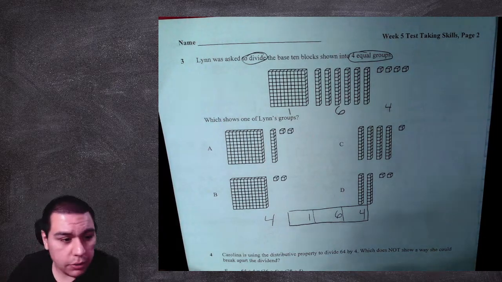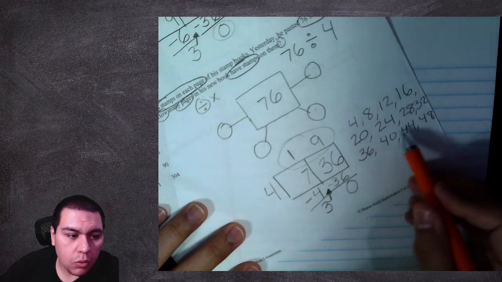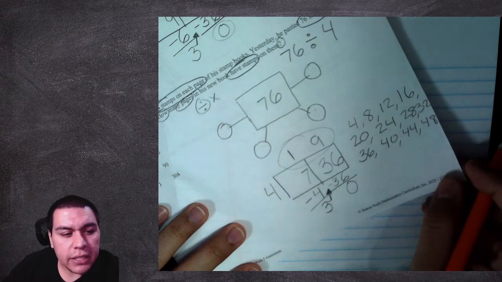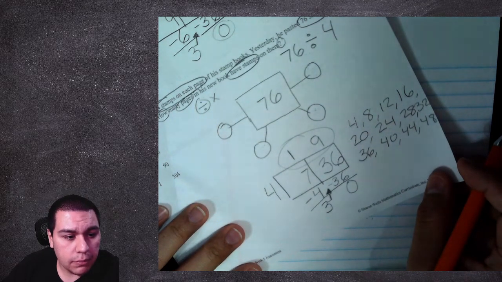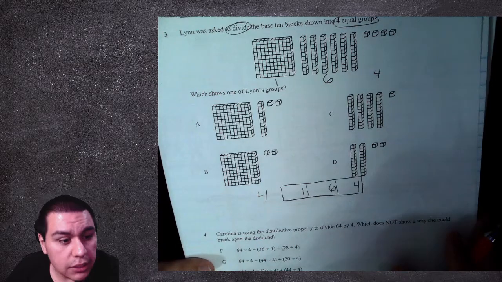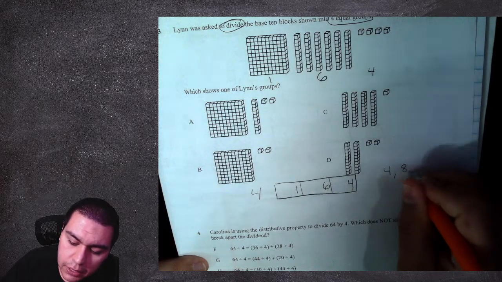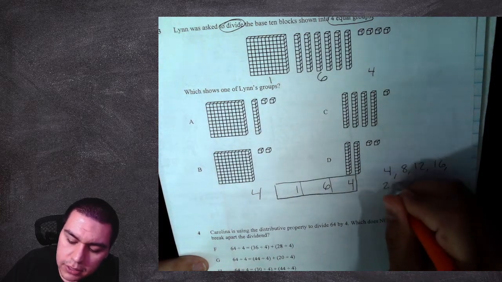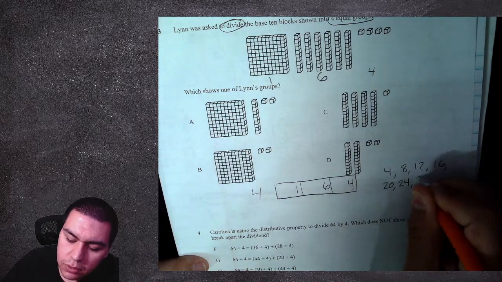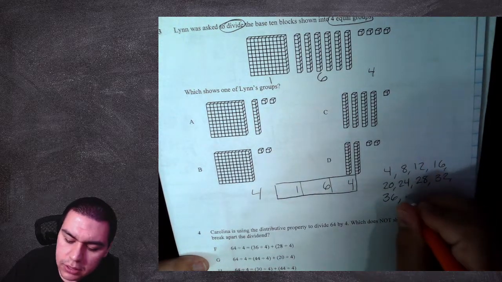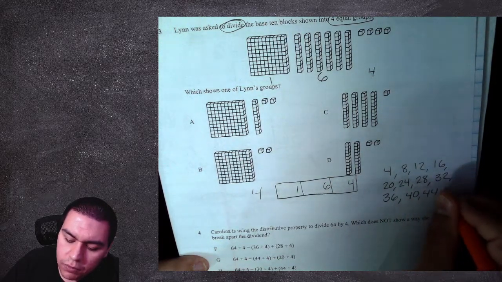Now remember, I told you this earlier. If you write down a multiplication song one time on your test or on your piece of paper, the good thing about it is you don't have to keep writing it down over and over again. But if you want to, that's absolutely fine. It is up to you. 4, 8, 12, 16, 20, 24, 28, 32, 36, 40, 44, 48.